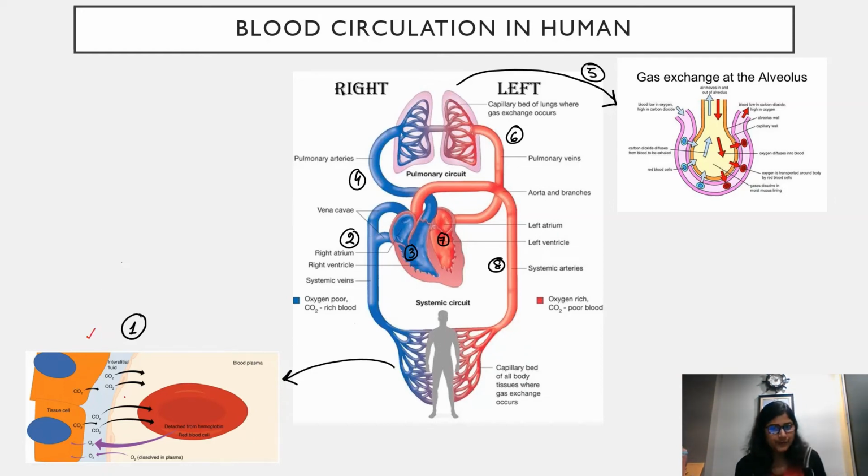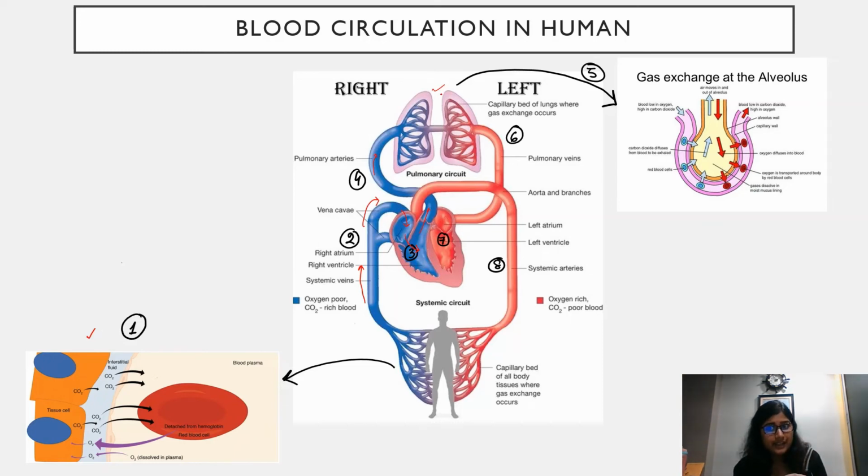From the tissue level, okay, near the tissue, the oxygen moves into the cells and carbon dioxide gets out from the cell and comes to the blood capillary. Then the deoxygenated blood comes to the vena cava and moves into the right atrium. Then the right atrium contracts and the deoxygenated blood comes to the right ventricle, and then the right ventricle contracts. The deoxygenated blood then travels to the pulmonary arteries and goes to the lungs.